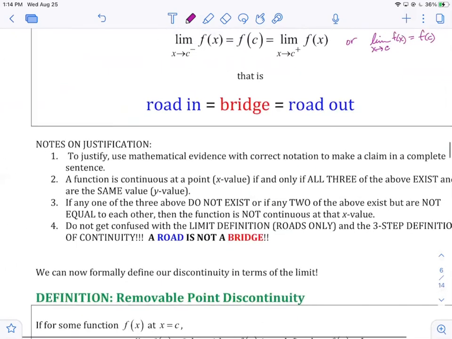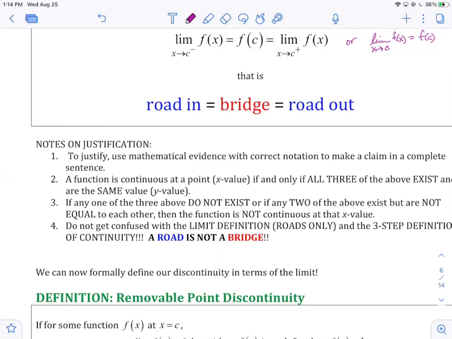All right, so notes on justification, because you're going to be asked to justify whether or not a function is continuous at a location. So you're going to have to collect your data. As we work the problem, I will show you. We set up the notation first, because right now the notation is kind of new, and then we go out and collect our data. And once again, if any one of the three fails to exist, it's not going to be continuous. You need a road, you need a bridge, you need a road. If any one is missing, it's not going to work.